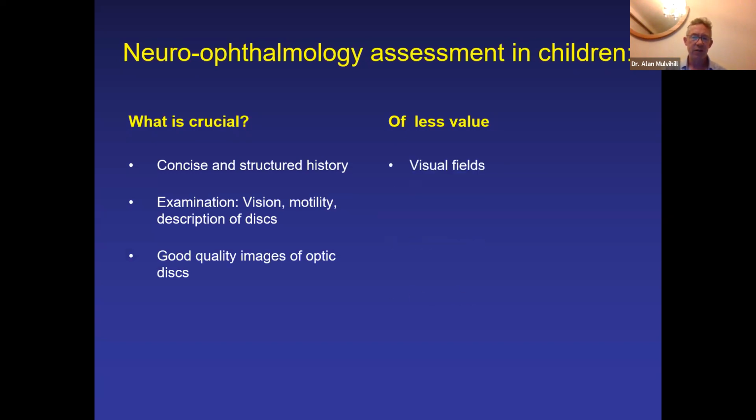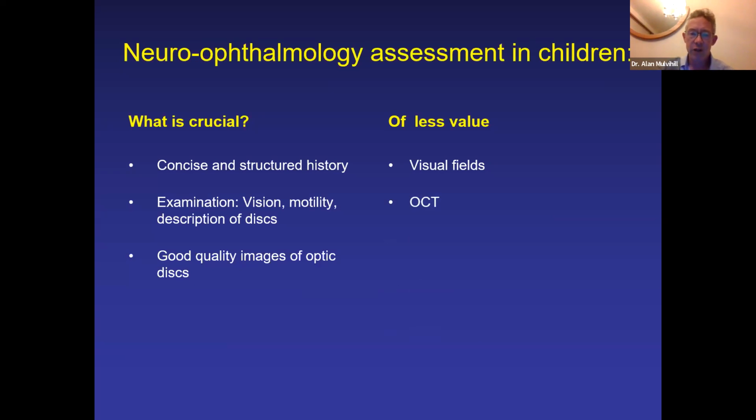What's of slightly less value is visual field testing. It can be helpful, but it can also be misleading, especially automated or computerized visual fields. They tend to give a lot of false positive field defects in kids.